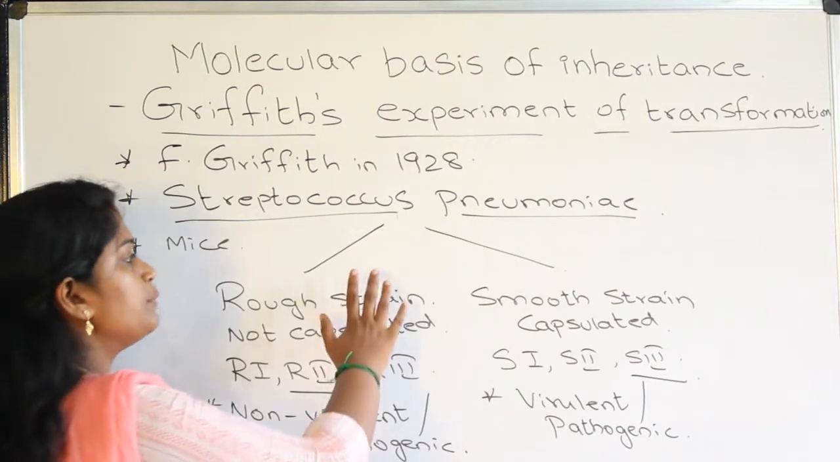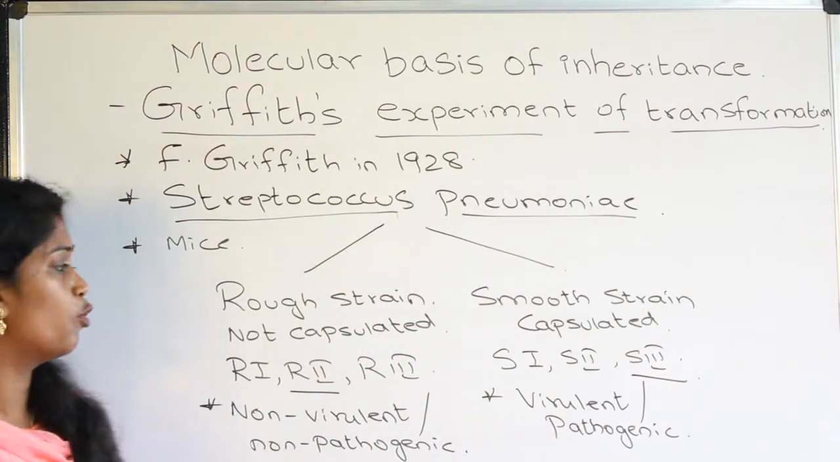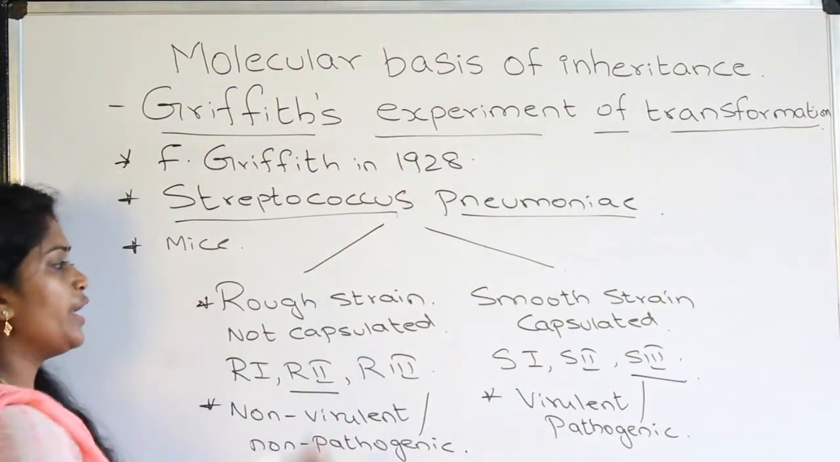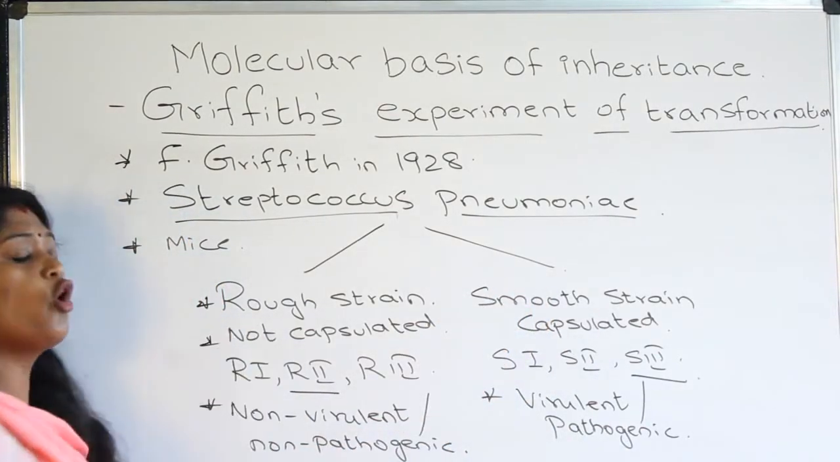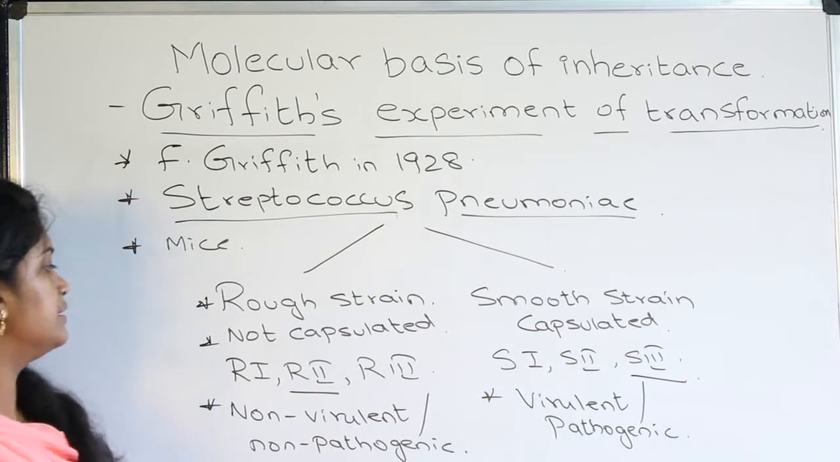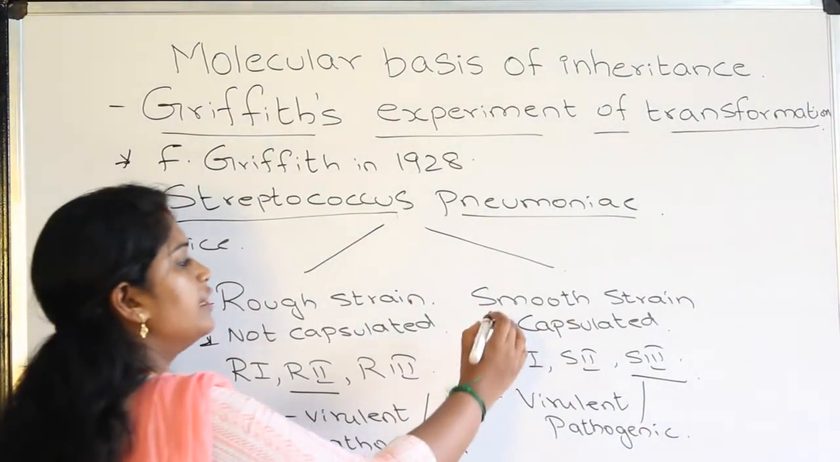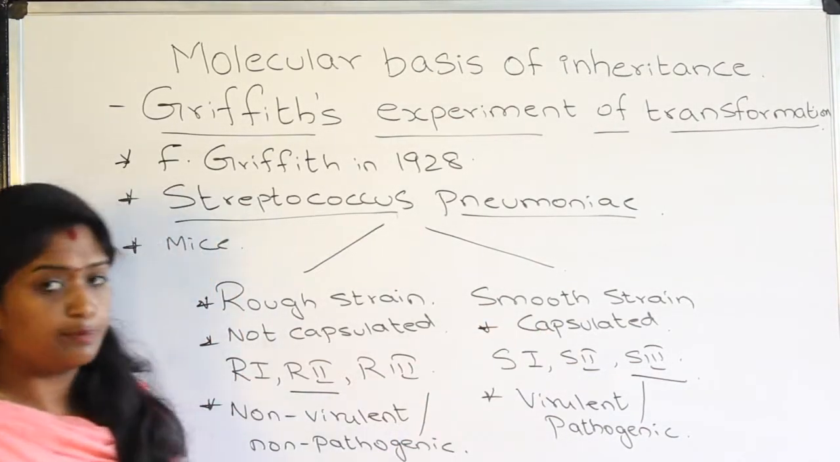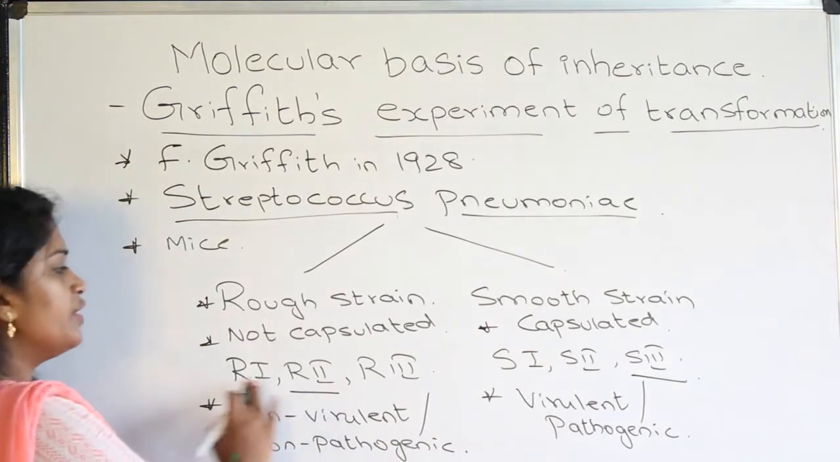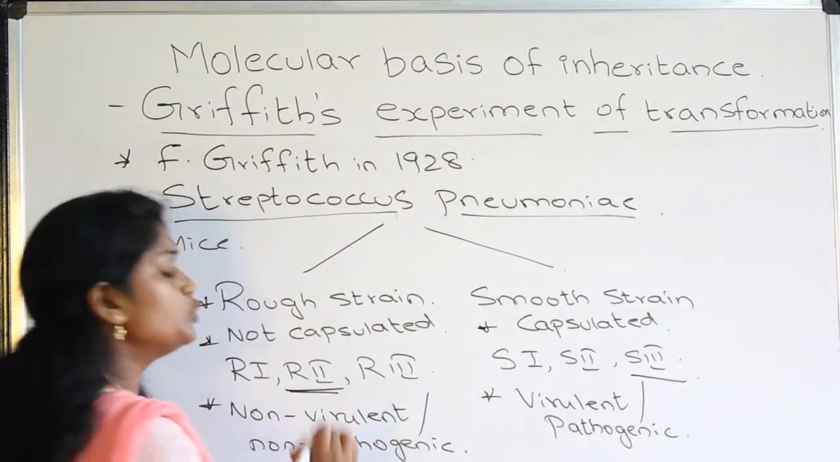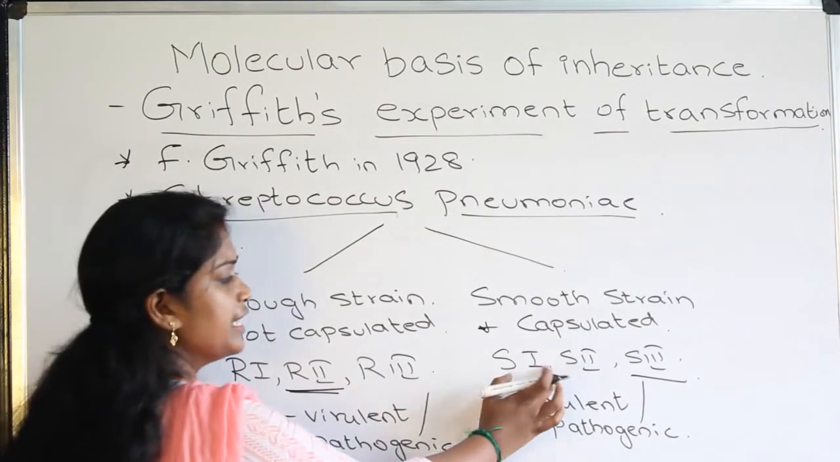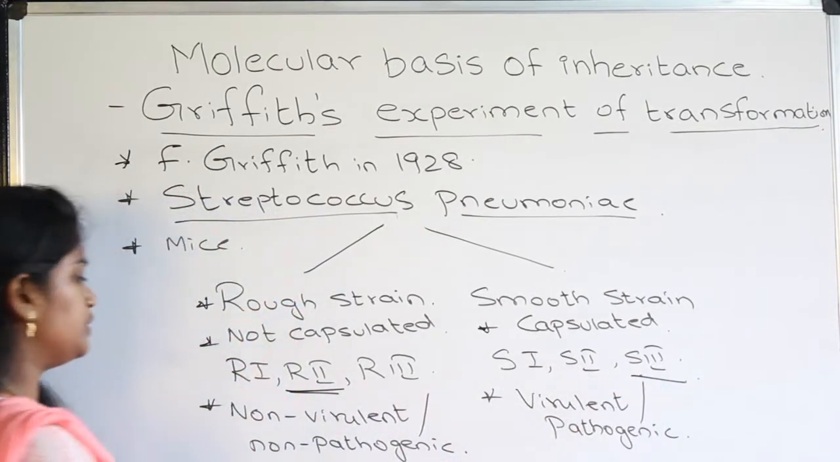There were two types of strains of Streptococcus pneumoniae. One is the rough strain, the other one is the smooth strain. The rough strain was non-capsulated, and the smooth strain was capsulated. There were different strains of rough variety. He selected the R2 strain and in the S strain he selected the S3 strain.